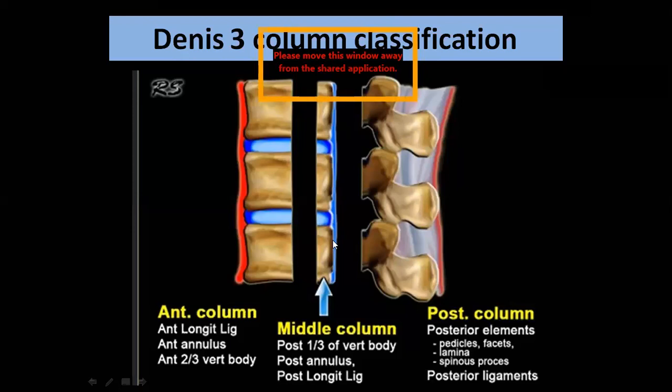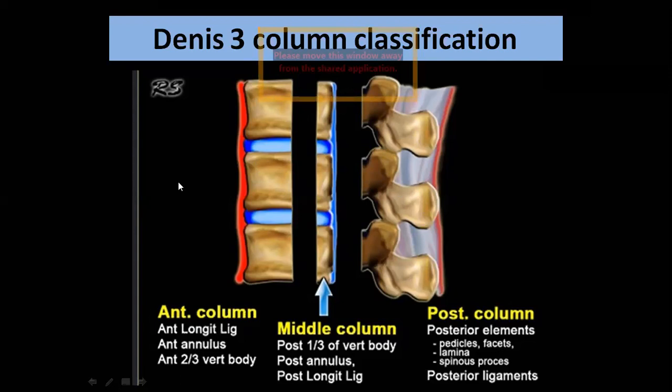Coming to the posterior column, a very important column. It consists of the pedicle, facet joint, spinous process, and all the ligaments: ligamentum flavum, interspinous ligament, and supraspinous ligament. So this is the anterior, middle, and posterior column. The theory is, whenever there is a fracture involving only one column, for example only the anterior part of the body, or only the spinous process or transverse process, it is a stable fracture. Involvement of only one column is stable. If there is involvement of two columns, then it is an unstable fracture. Very simple. I will tell you with some examples.